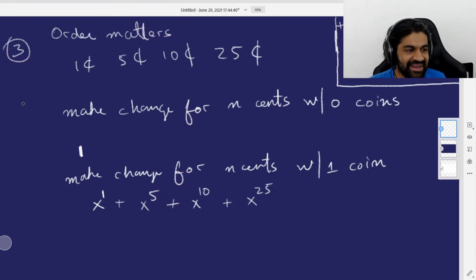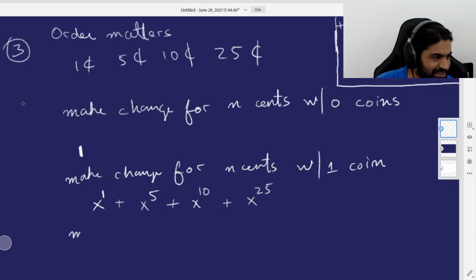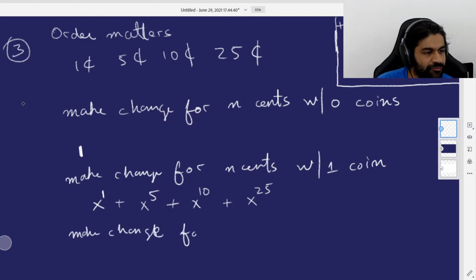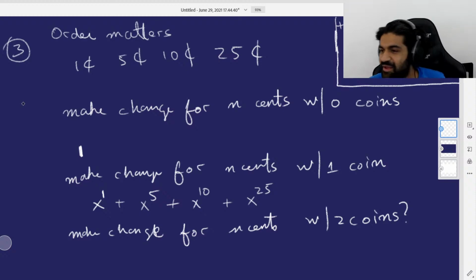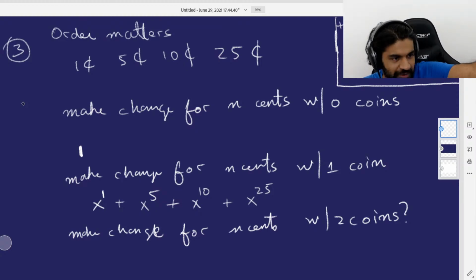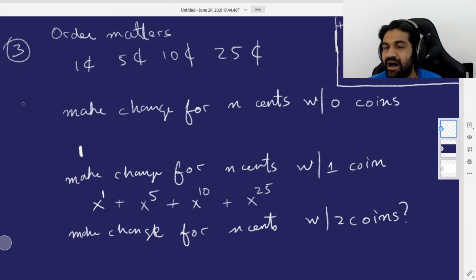Okay. Now let's see how much each of you are following. So now what if I wanted to make change for n cents with 2 of these coins? What would that be? Let me know if you have any guesses. I'm probably going to say it in like a minute anyway, but what would the generating function be for the number of ways to make change for n cents using 2 coins, where the list of coins I'm allowed to use is up top?